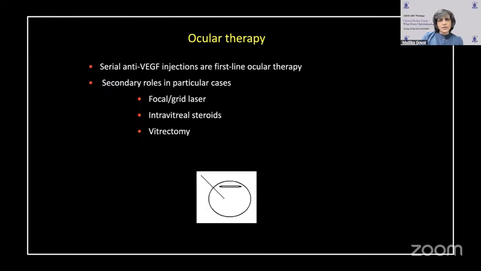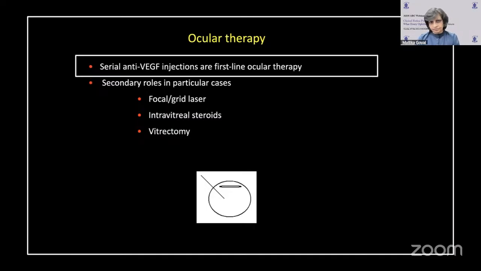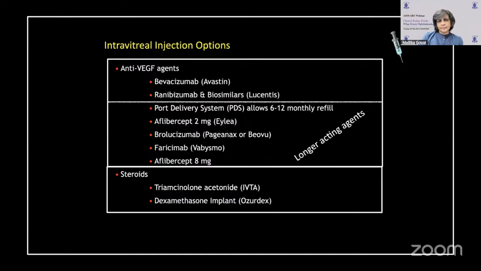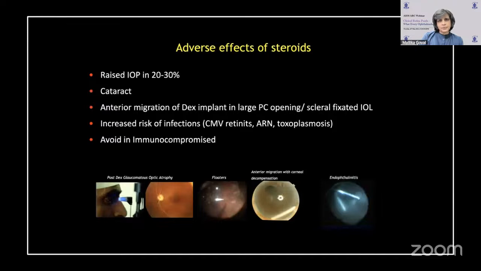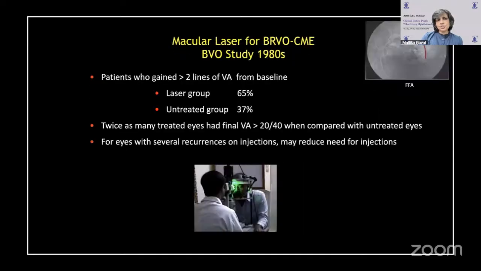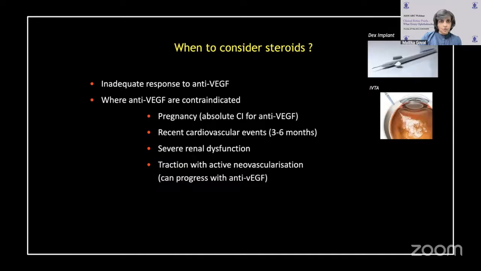Treatment for all retinal vein occlusions, the first treatment is serial anti-VEGF injections, and then the secondary role is laser, intravitreal steroids, or vitrectomy. These are the intravitreal injection options, roughly the same as discussed earlier for AMD, and steroids. Steroids are used sparingly and as a second line because they cause these complications. Migration into the anterior chamber can happen if there is a large PC opening. So when do we use steroids? Only when anti-VEGF response is not good or when anti-VEGF are contraindicated.